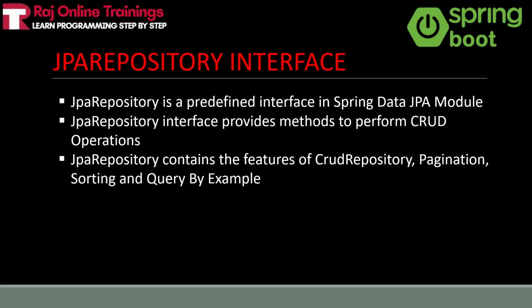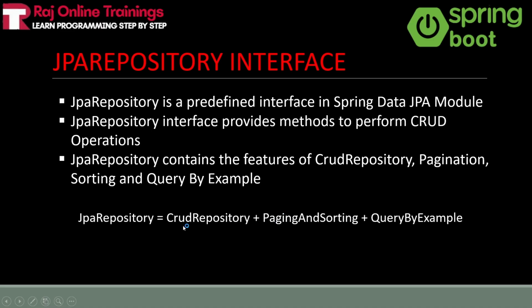In the last videos we have already discussed how to go with the CRUD repository interface, how to do pagination using JPA repository and how to do sorting using JPA repository. In this video we are going to see how to go with query by example. So what is this JPA repository? It contains the features of CRUD repository plus paging and sorting plus query by example. Today, let us see about query by example.